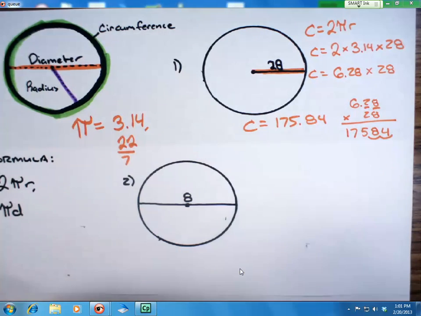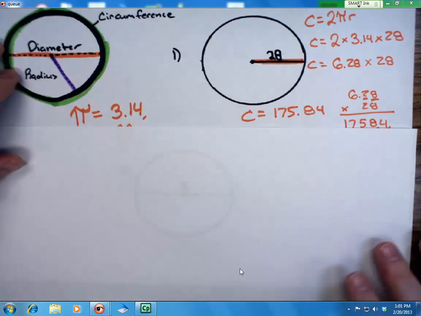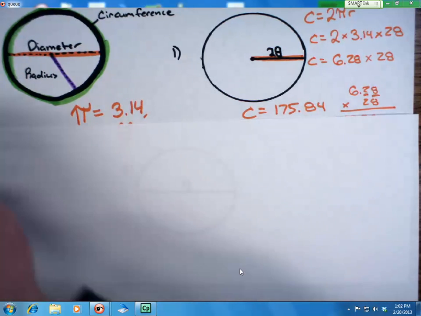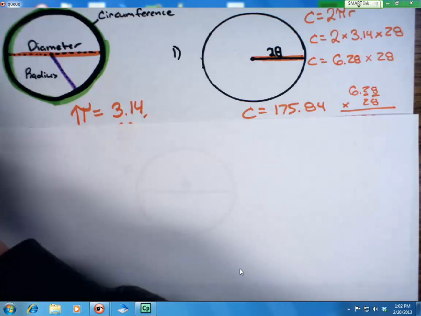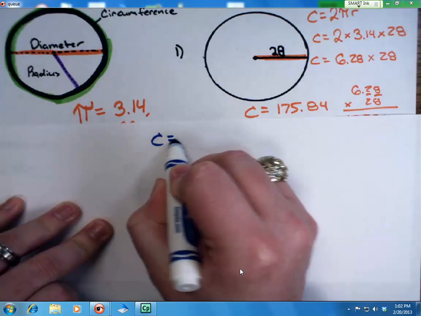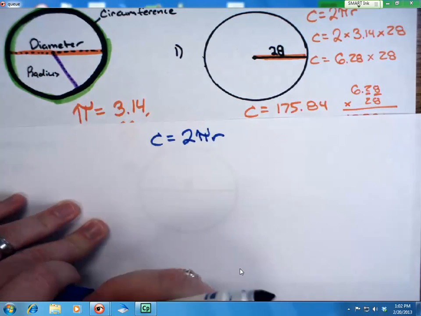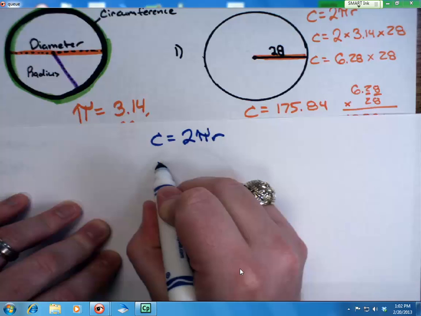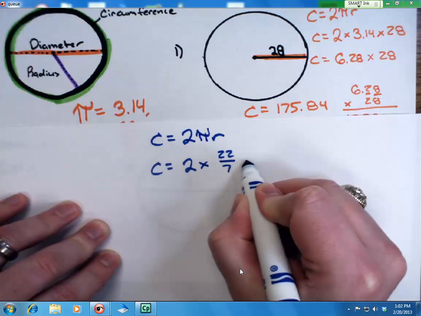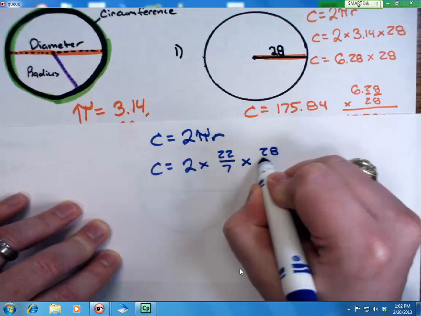Okay, now let me show you one other way to solve this using pi as a fraction, because I want to show you that you can do it both ways. Now, the formula is going to be the exact same. Nothing's going to change about that. The only thing that's going to be different is that I'm no longer going to use 3.14 for pi, and I'm instead going to use 22 over 7. So let me substitute my values back in here. I'm going to have 2 times 22 over 7 times, now our radius is 28, so I'm going to change 28 into a fraction by putting it over 1.